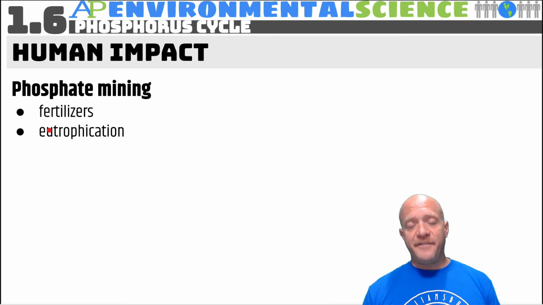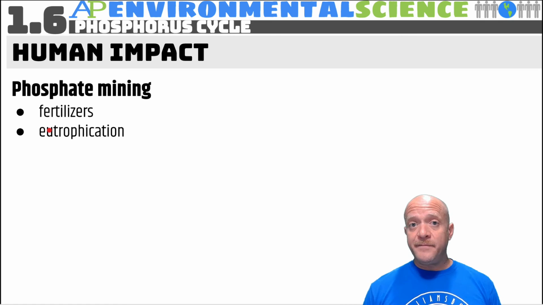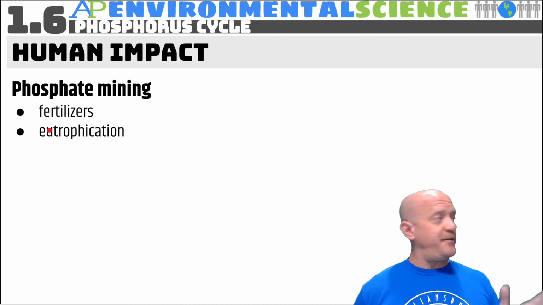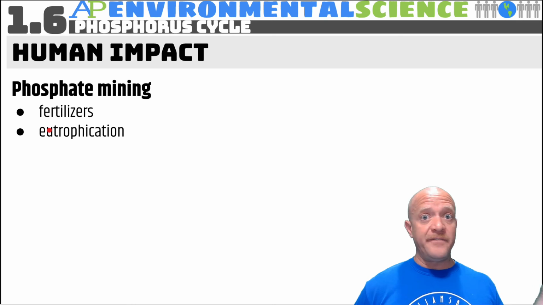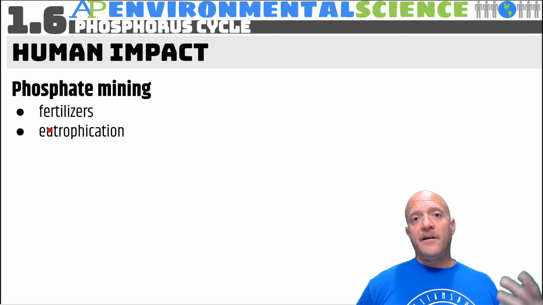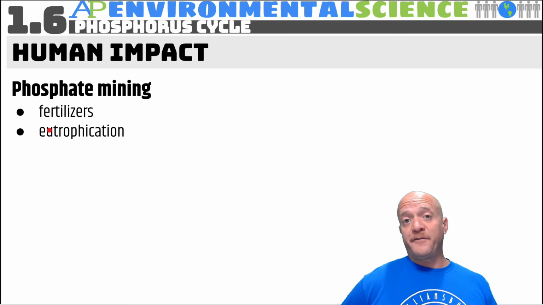Humans can impact the phosphate cycle by mining for phosphate. Phosphate, along with nitrogen and potassium, NPK, are three limiting nutrients. If you look on any sort of Miracle-Gro, any of the plant fertilizers, they all talk about NPK. All three are limiting nutrients. All are needed for plant growth. So phosphate is mined for different fertilizers.